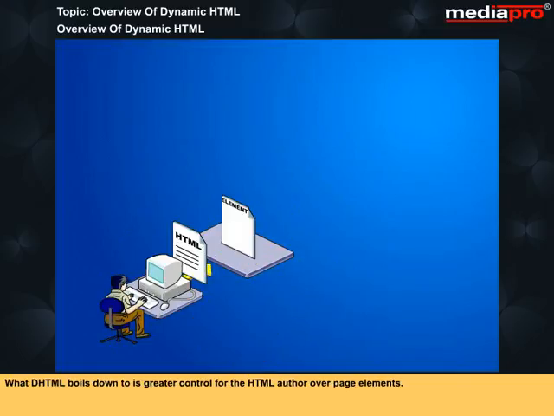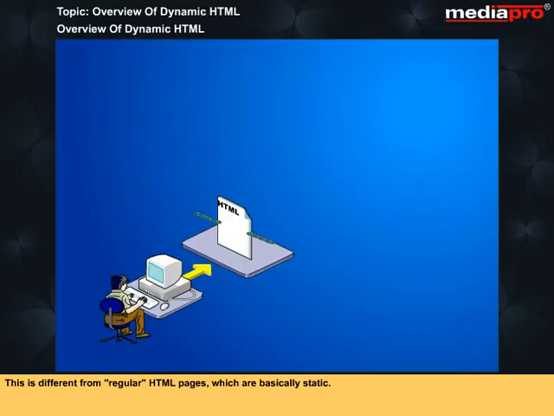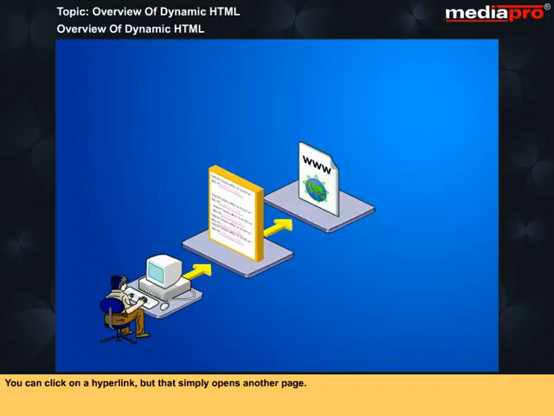What the DHTML boils down to is greater control for the HTML author over page elements. This results in new possibilities for page layout and in web pages which can change based on user action and input without having to access the server. This is different from regular HTML pages, which are basically static. You can click on a hyperlink, but that simply opens another page. Once the page is opened, it will not change.